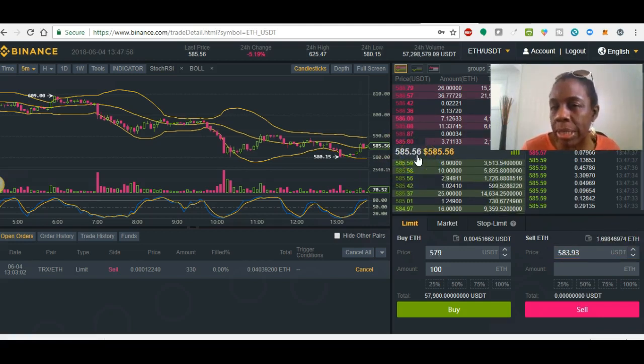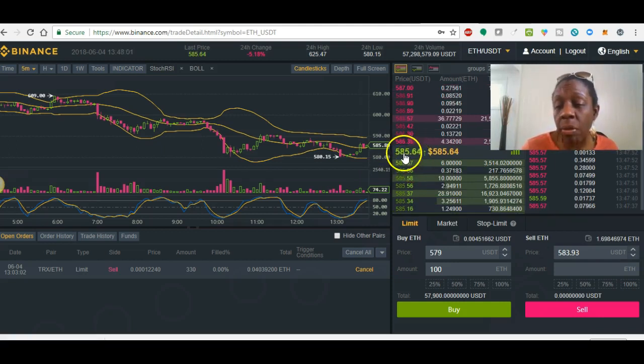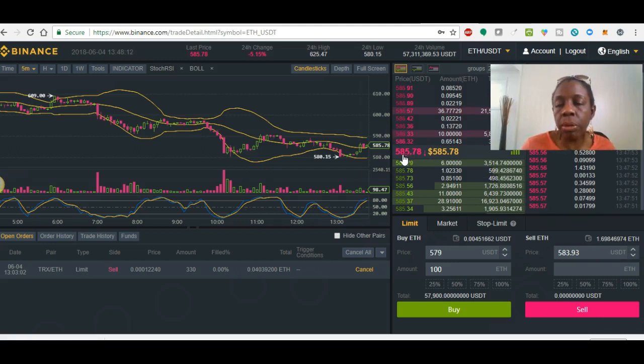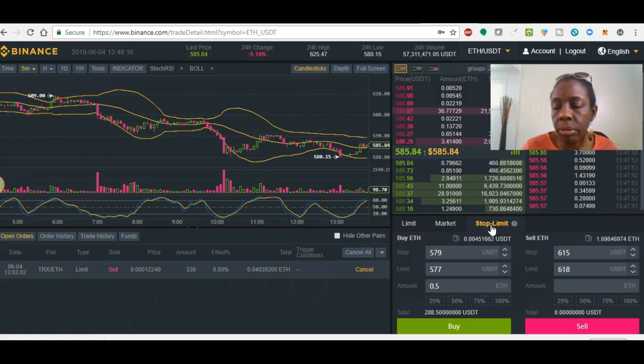So I don't want to sell my Ethereum at this price of 585. I want to sell it at about 615. So I'm going to click on stop limit. I want to sell it. This side here you can see is the sell portion, and here's the buy, so I want to be on this side. 615 is what I said, right?